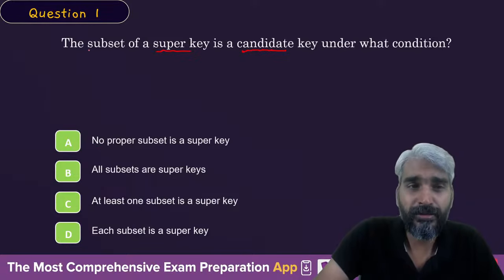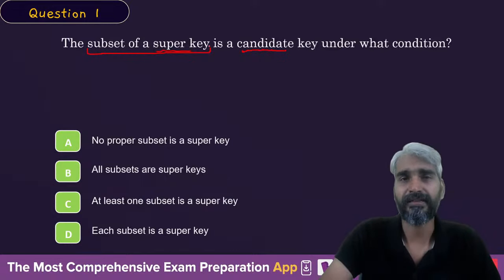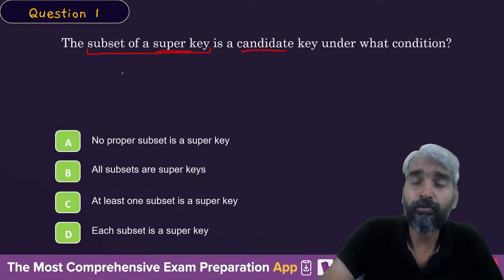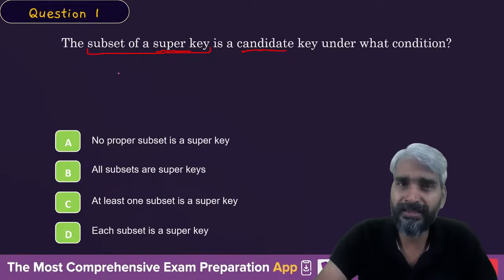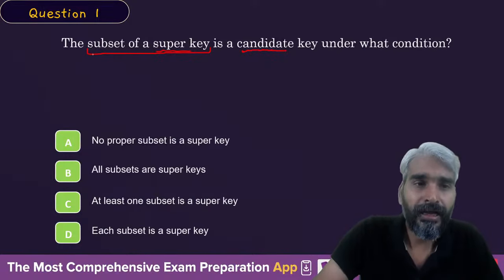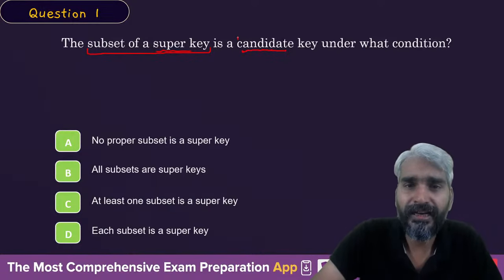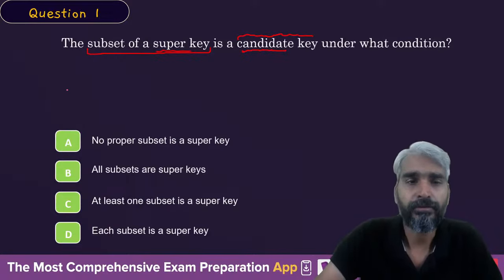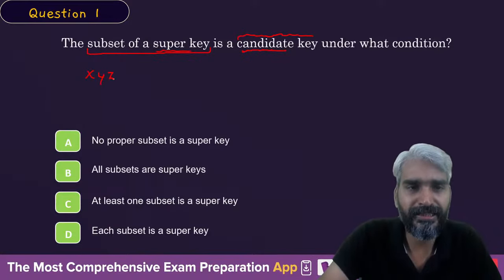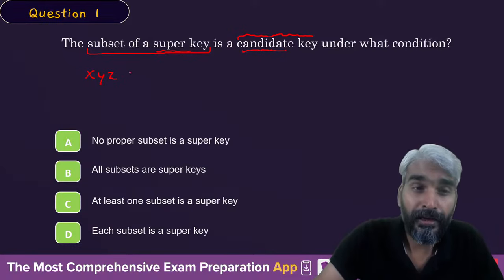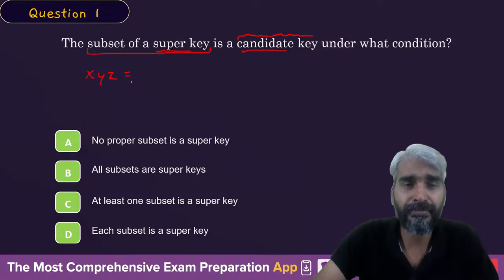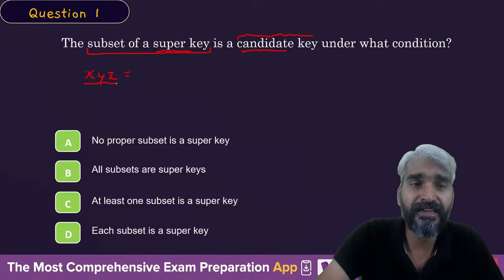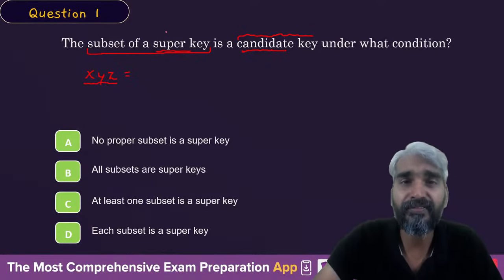Subset of a super key, so let's try to understand. It is saying subset of a super key is a candidate key. When I say subset, what type of subset are we talking about? A proper subset or a normal subset? Let's assume we have XYZ. XYZ is also a subset of itself.